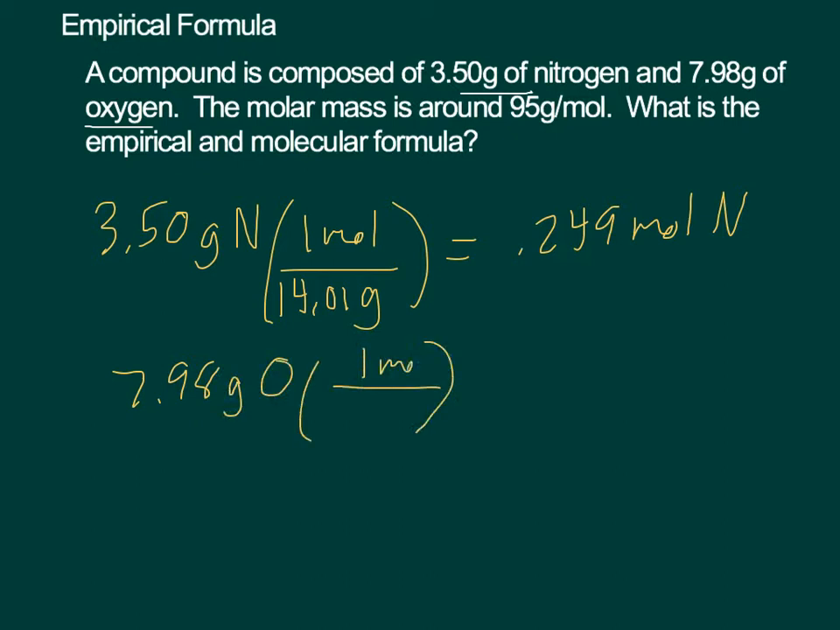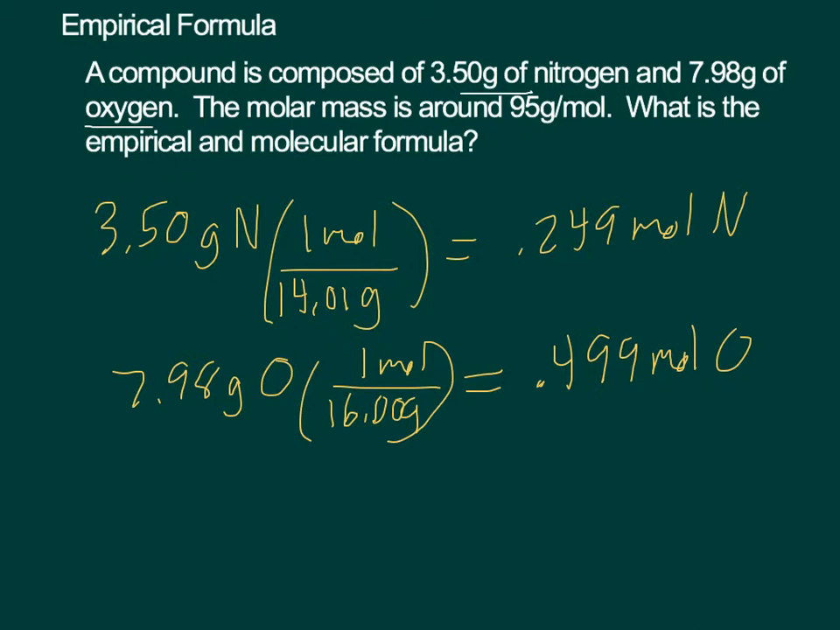And then for the oxygen, I'm going to have 7.98 grams of oxygen, 1 mole, and then in this case we've got 16.00 grams, and we're going to get a value of 0.499 moles of oxygen.